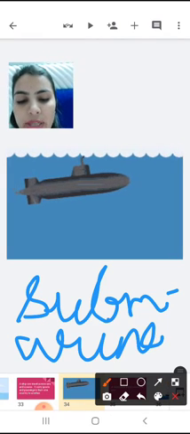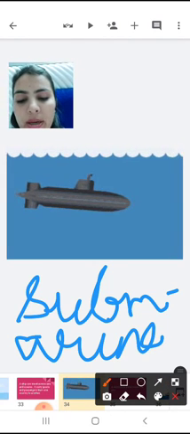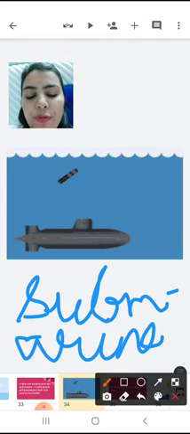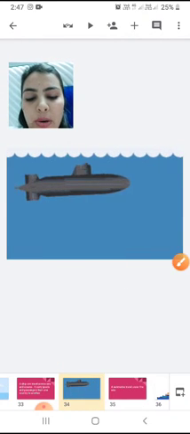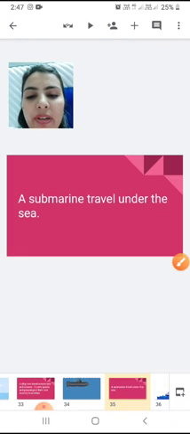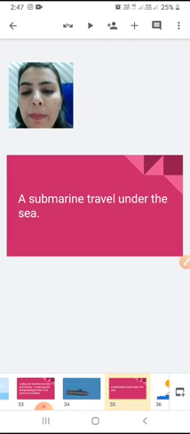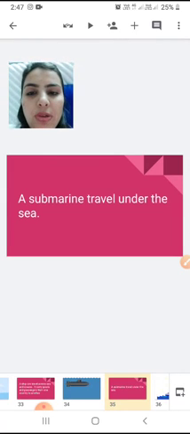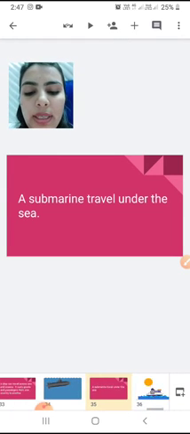Submarine. This is the picture of a submarine. Let's read about the submarine. A submarine always travels under the sea.